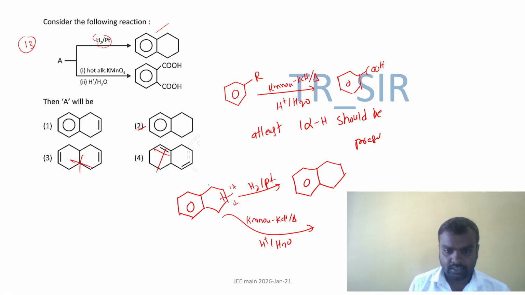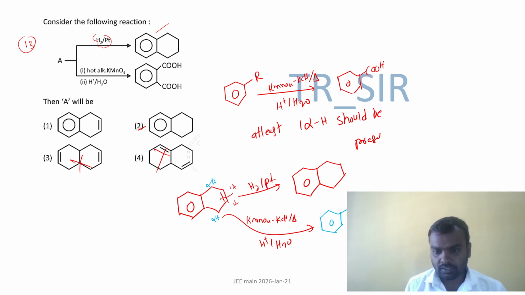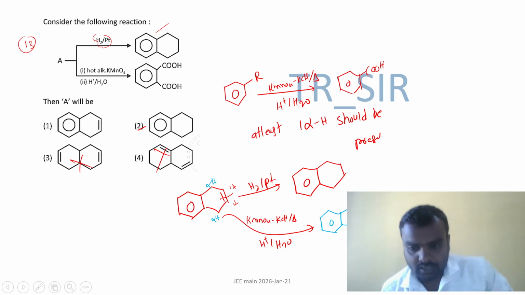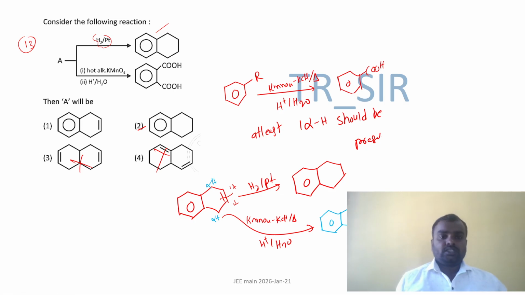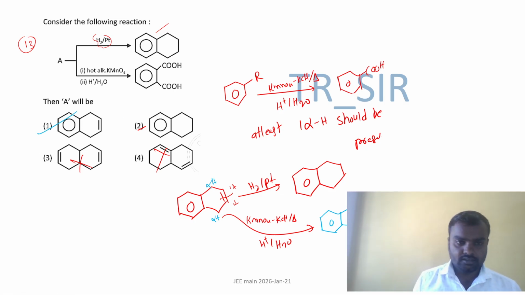Here alpha H is there, no? Here also alpha H is there, no? It's converting into phthalic acid, forming COOH and COOH. So that means what happened? Question 13, the answer will be option A.